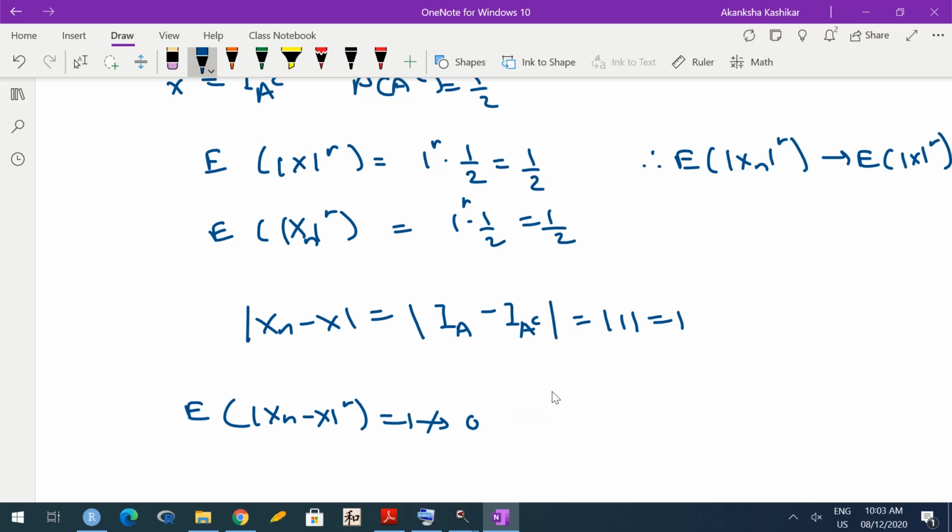Okay. Therefore, even though the expectation of mod Xn raised to r converges to the expectation of mod X raised to r, Xn does not converge to X in rth mean. Okay. So what are we concluding? That convergence in moment does not imply convergence in rth mean. The reverse is true. However, this way the result does not hold. Okay. So let us stop here.